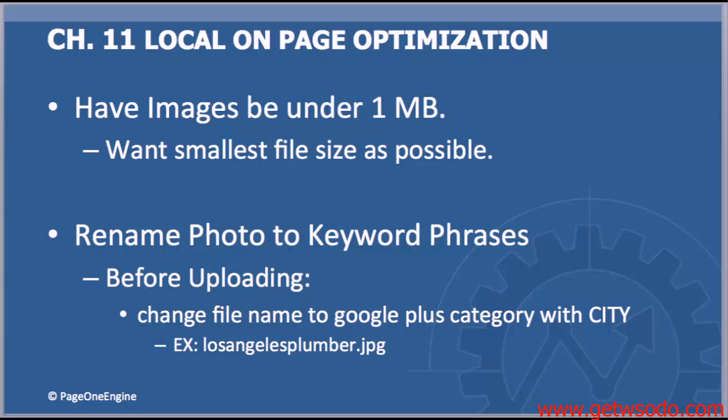Now, the key to images is renaming the photo before you upload it to a keyword phrase that you want. So, for example, let's say that you're going after a Los Angeles plumber. Before you upload it to the site, change the name of the image to losangelesplumber.jpg. You want to use the Google Plus categories when you're naming the images on the specific pages.